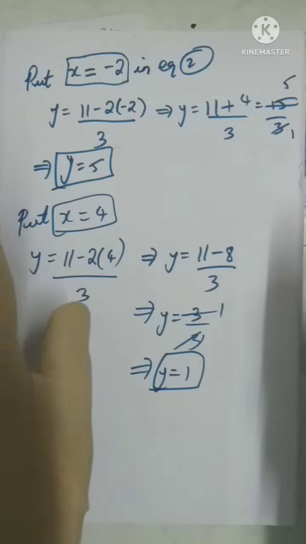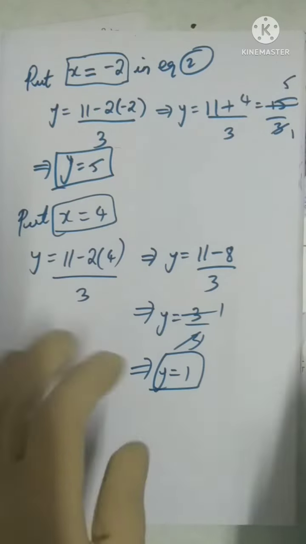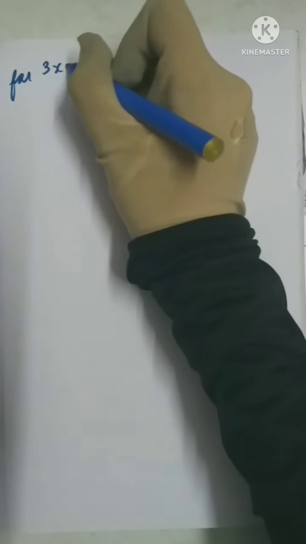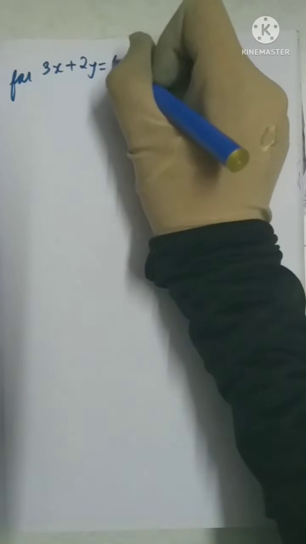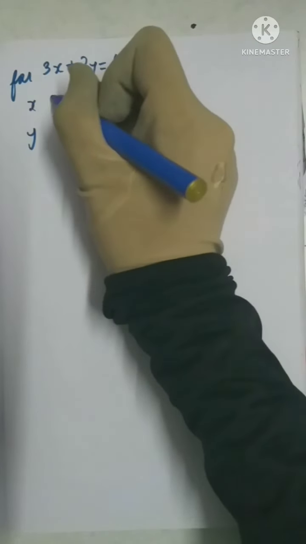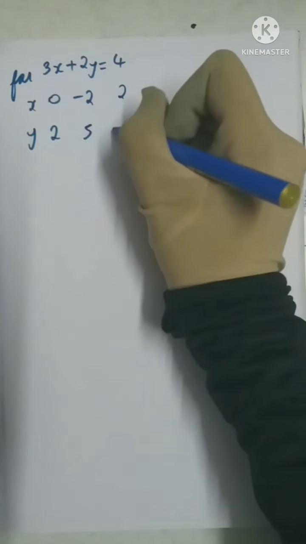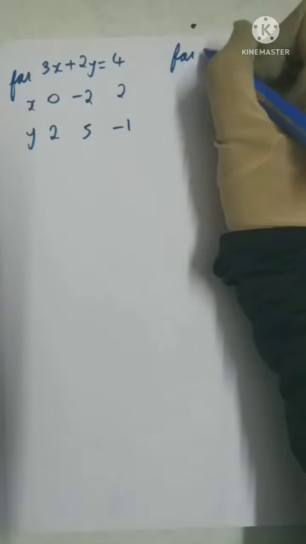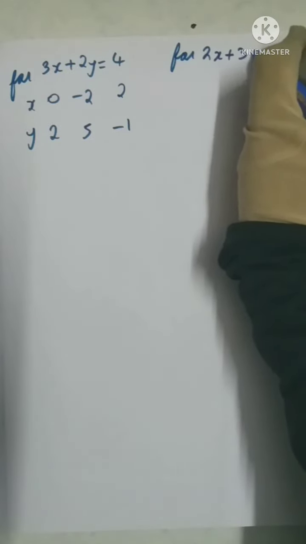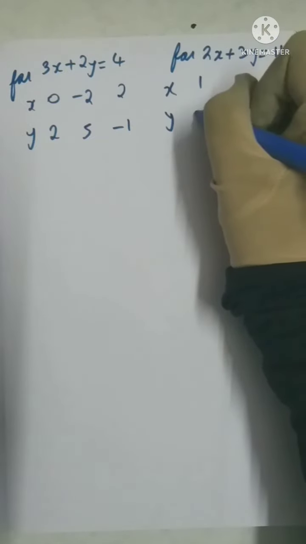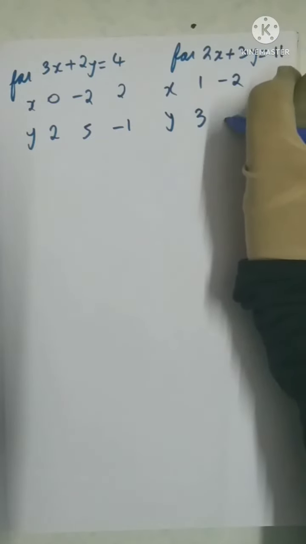Now all the values whatever we got, we'll plot them in a table. What are the points we have? First we'll draw the graph for equation 3x plus 2y is equals to 4. We have when x is 0 we got y is 2. When x is minus 2 we got y is 5. When x is 2 we got y is minus 1. Similarly, we'll write the values of 2x plus 3y is equals to 11, that is the second equation also. When x is 1 we got y is 3. When x is minus 2 we got y is 5. When x is 4 we got y is 1.